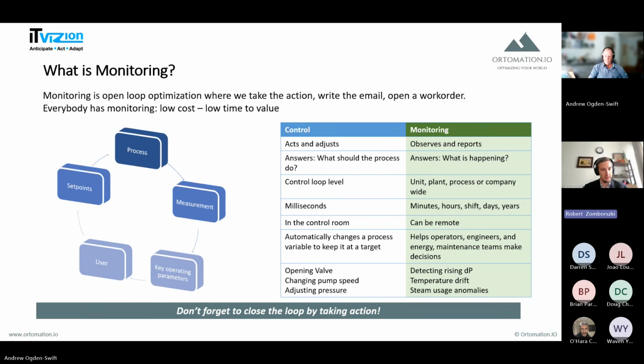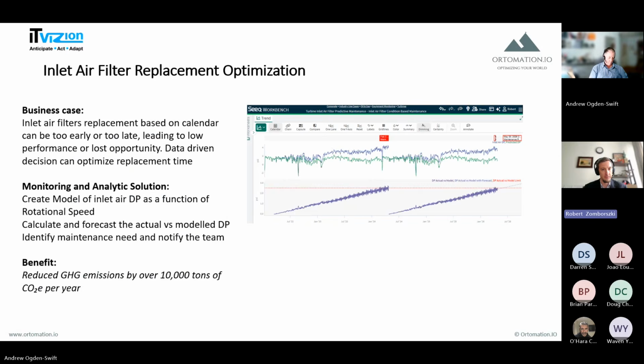Can we go to the next slide, please? Okay, so the first one is inlet air filter replacement optimization. This is one of my favorites. Normally filters are replaced on a calendar basis, but these are either too early or too late, and either we have lost performance or lost opportunity on this. But if we have a measurement, a delta P measurement, for example, on these filters, then we can optimize this.